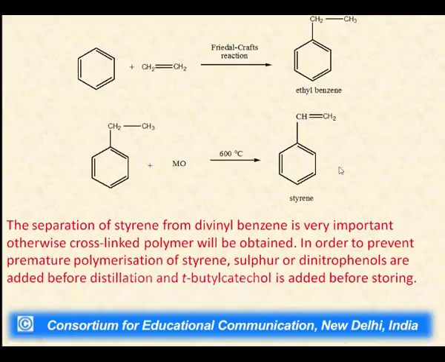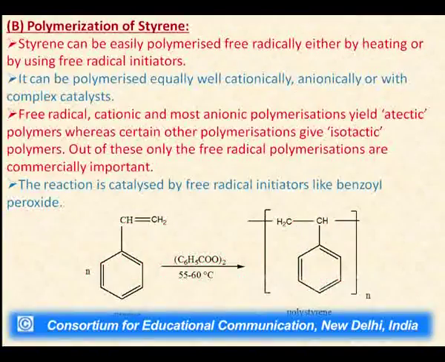The separation of this styrene from divinyl benzene is very important, otherwise cross-linked polymers will be obtained. So, in order to prevent the premature polymerization of styrene, sulfur and dinitrophenols are added before distillation, and tertiary butyl catechol is added before its storage.